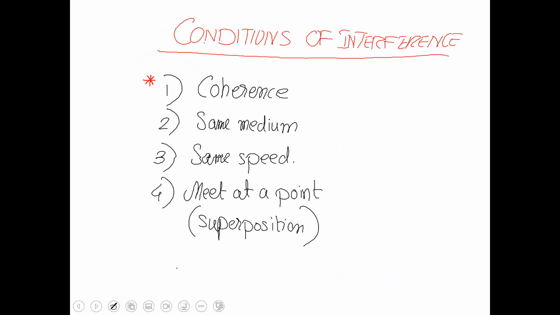Conditions of interference, the primary condition: coherence, same medium, same speed, meet at a point. Now, why is it necessary that coherence is there? Otherwise, no interference can occur.